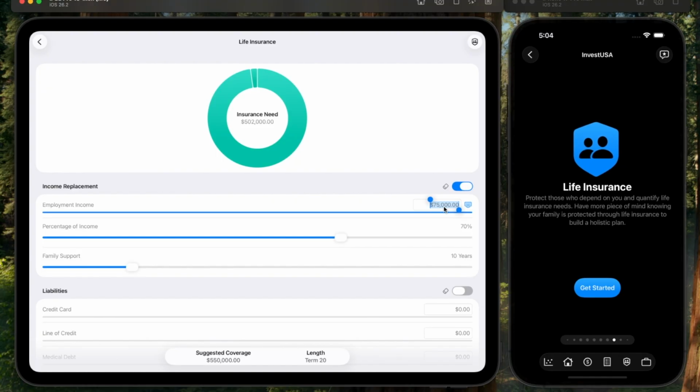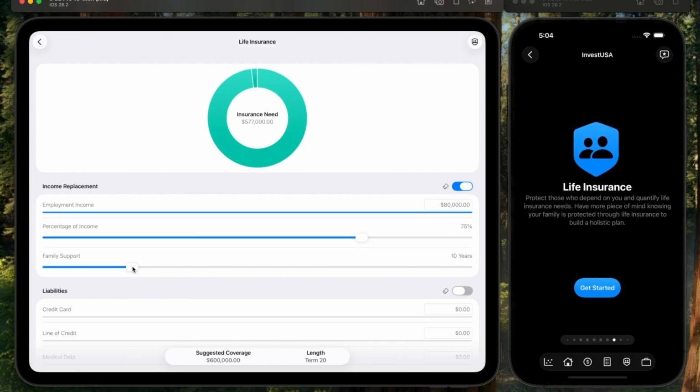So the first thing you're going to want to do is put in how much employment income you have. Maybe it's $80,000. At this point, you have to decide, do I want to leave a higher percentage of my income to give me more peace of mind in case something happens to me? Then you have to decide how many years you want to give family support for. So this can be based on how old your kids are, how many years are remaining on your mortgage. There's just so many things, and this is really just personalized up to you.